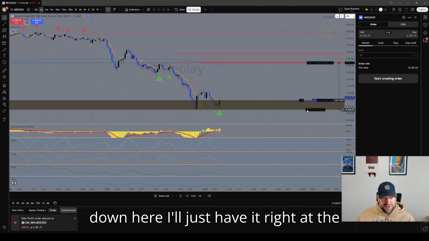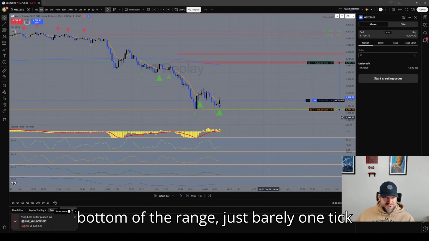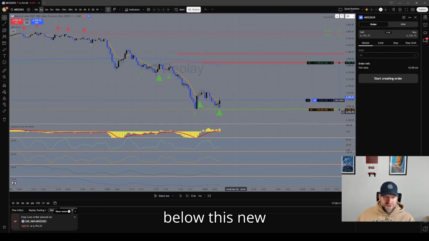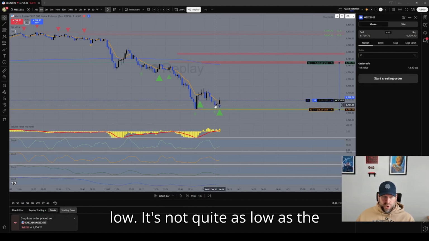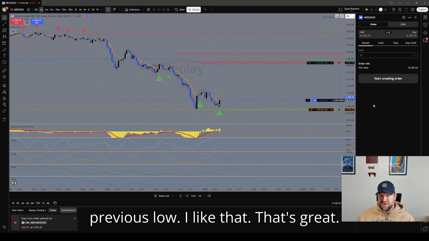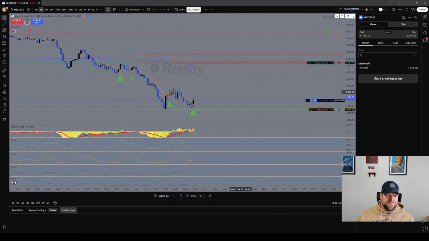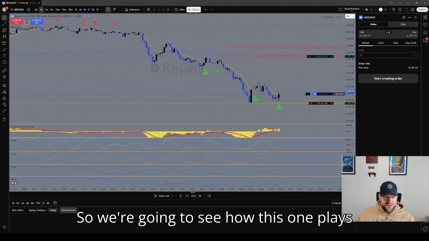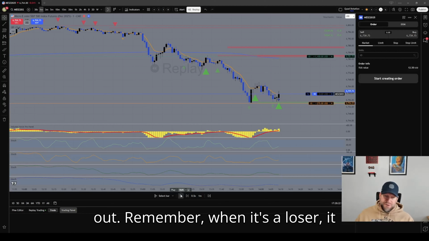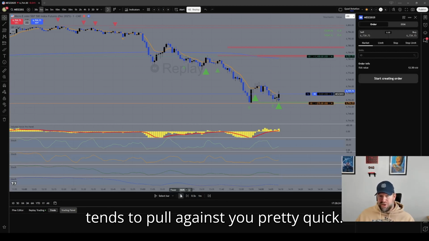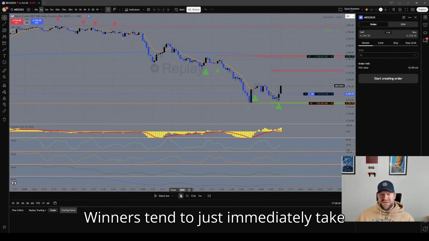And down here, I'll just have it right at the bottom of the range, just barely 1 tick below this new low. It's not quite as low as the previous low. I like that. That's great. So we're going to see how this one plays out. Remember, when it's a loser, it tends to pull against you pretty quick. Winners tend to just immediately take off.